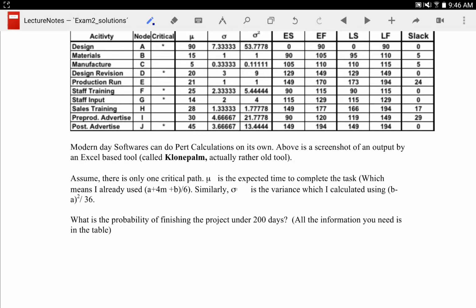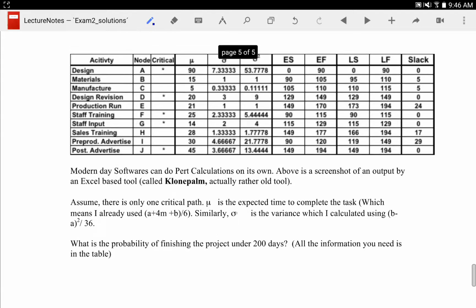All right. The next question is actually a really simple question. What's the probability of finishing the project under 200 days? First, we have to find the normal value. In the PERT calculation, there are many ways to think about the mean. Either you can look at the last activity and look at the latest finish or earliest finish. Both are 194. The other way to do this, given that there's only one critical path, is to add the mean processing time of all the activities in the critical path. You will get 194.